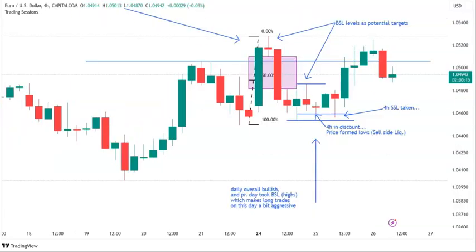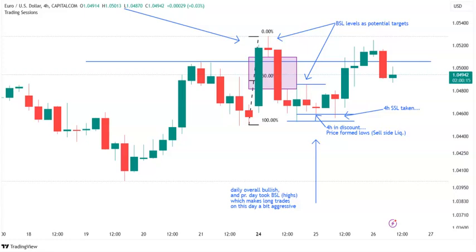4-hour time frame, this is what we saw on the 4-hour time frame. As I said before, daily overall bullish, and previous day price took buy side liquidity, the previous highs, which makes longs, as you can see on this day, a little bit aggressive. Now on the 4-hourly, this is what we saw. This was the previous swing low, this was the previous swing high.